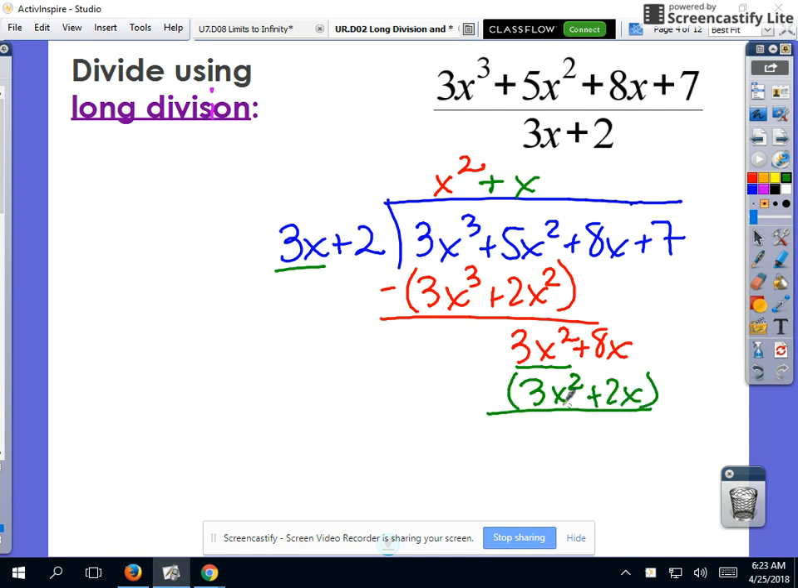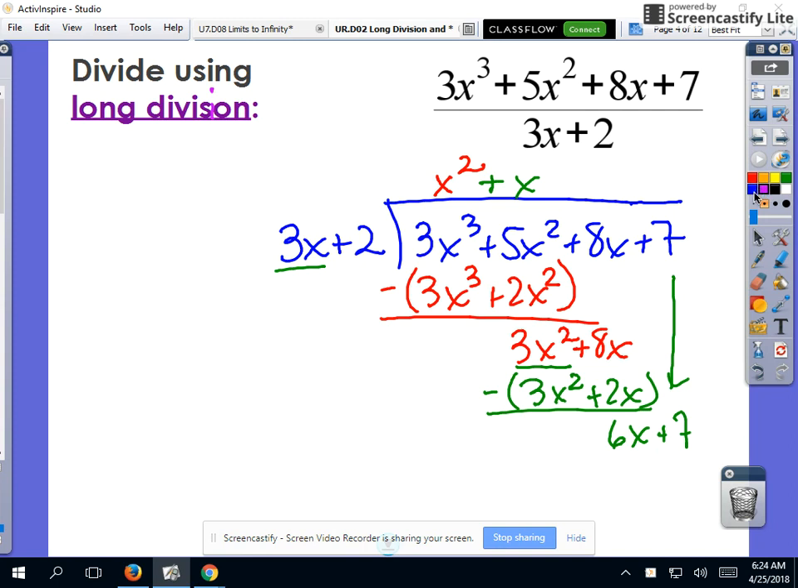And then we're going to subtract down again, and I better cancel out that first term or I chose the wrong value. And it does. 3x squared minus 3x squared cancels. 8x minus 2x gives me 6x. And you got to bring this guy down, plus 7.